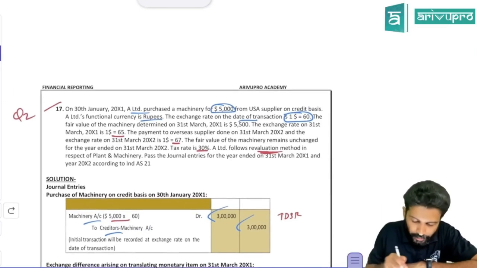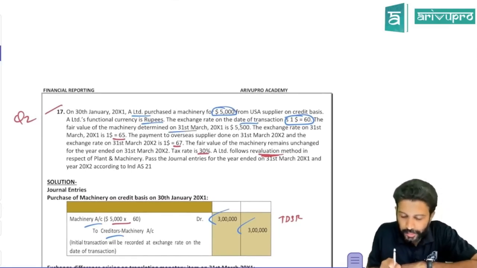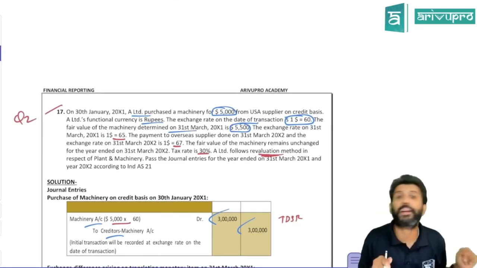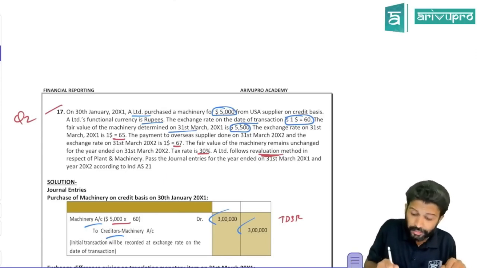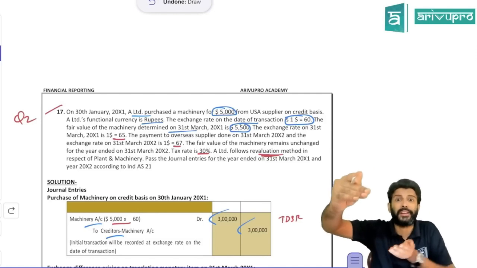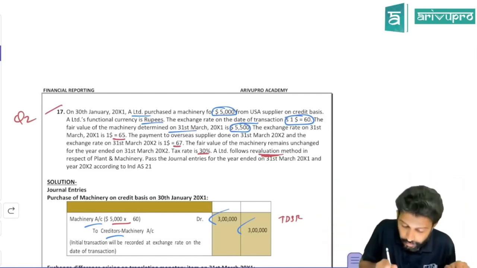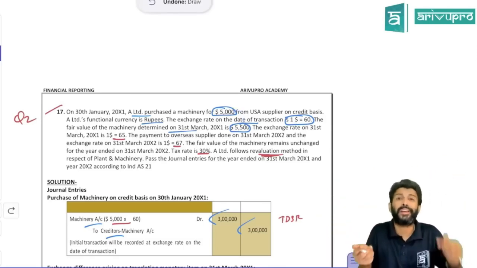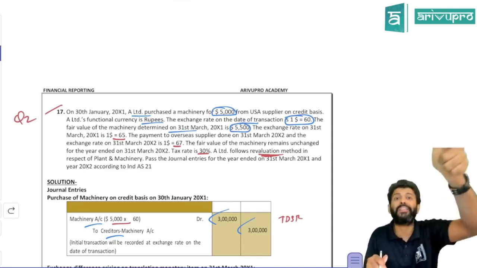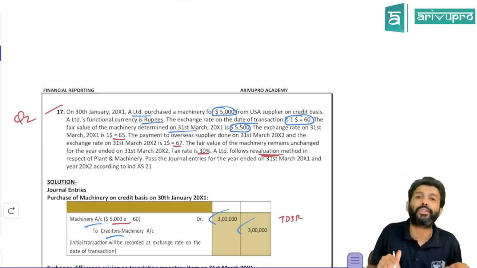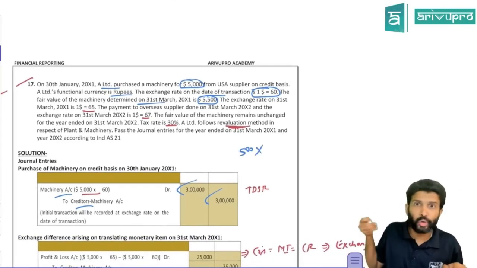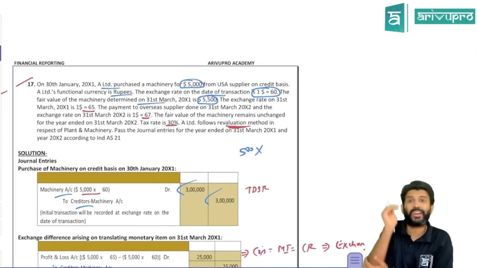Let's proceed further. The fair value of the machinery on 31st March was 5,500. So we are not following the cost model for this asset; we are following the fair value model. The value from 5,000 has become 5,500. This is not an exchange gain. This is your revaluation gain. From 5,000 to 5,500, $500 is the gain, correct? Don't use the exchange rate.